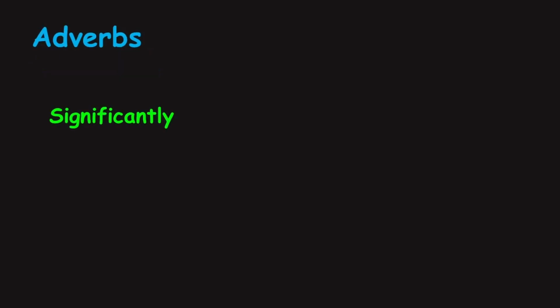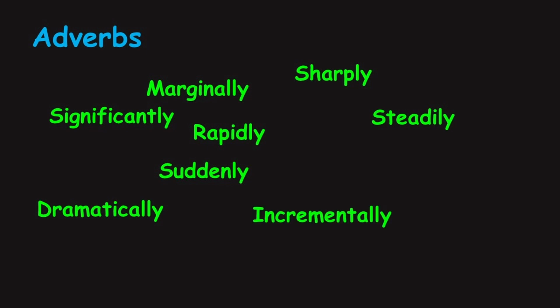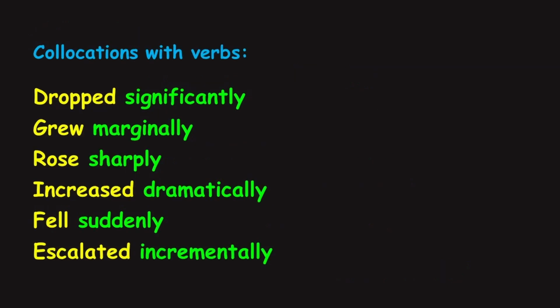Examples: significantly, marginally, sharply, dramatically, suddenly, rapidly, steadily, incrementally, gradually, considerably. Examples with verbs: dropped significantly, grew marginally, rose sharply, increased dramatically, fell suddenly, escalated incrementally. Adverbs and adjectives are not just important, they are essential.